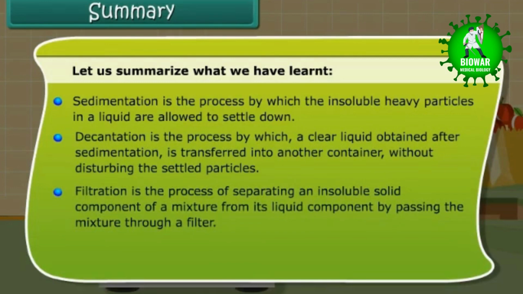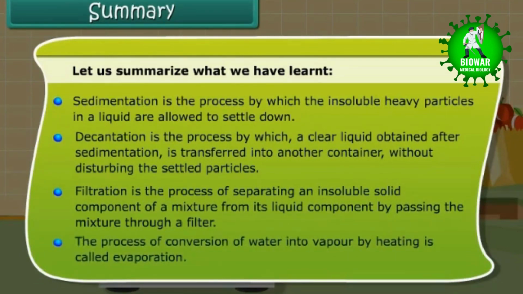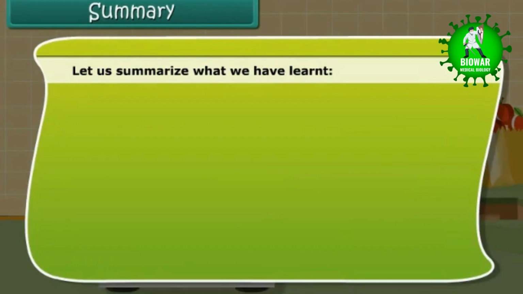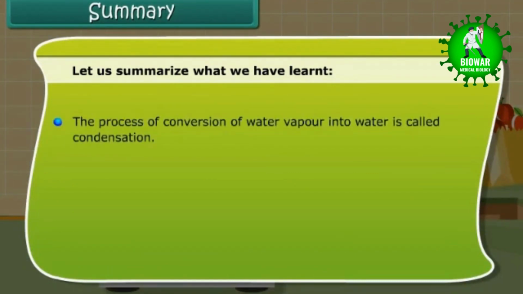Filtration is the process of separating an insoluble solid component of a mixture from its liquid component by passing the mixture through a filter. The process of conversion of water into vapor by heating is called evaporation. The process of conversion of water vapor into water is called condensation.